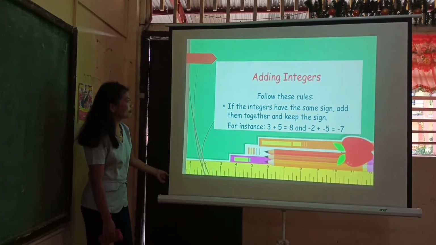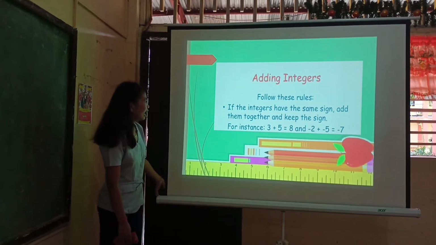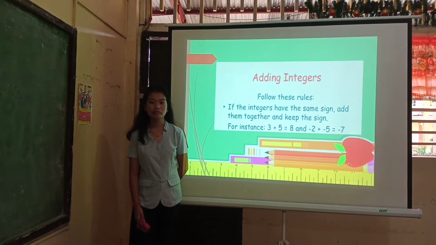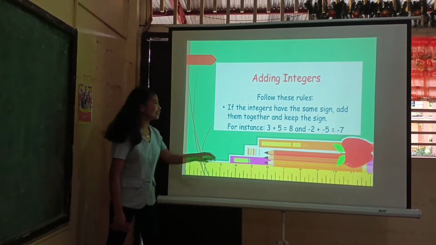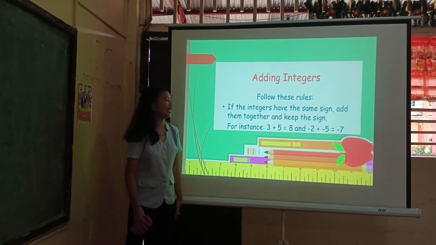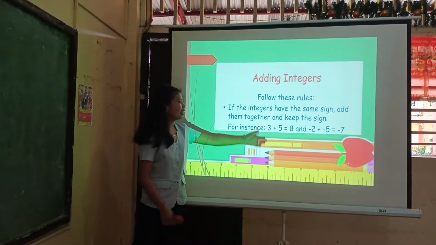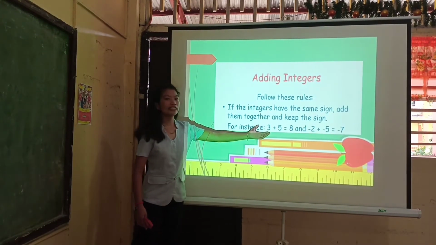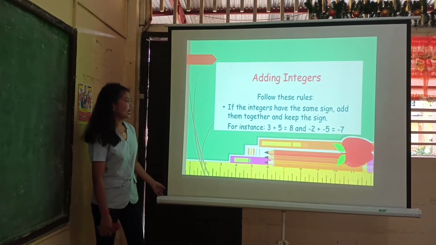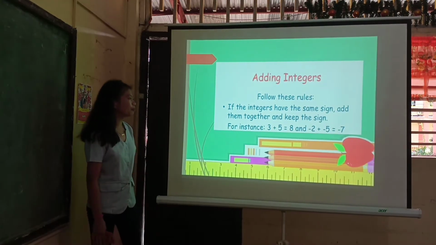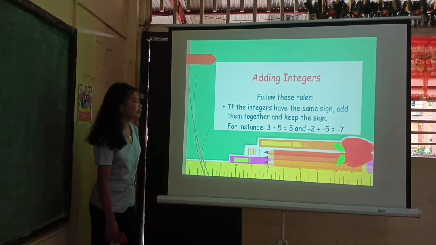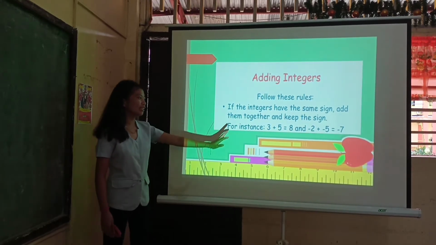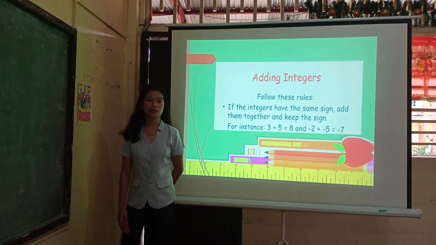So, in adding integers, follow these rules. If the integers have the same sign, add them together and keep the sign. For instance, we have 3 plus 5 is equal to 8. Bakit siya naging 8? Kasi pareho silang positive number. Kapag wala siyang sign, understood siyang positive. And then, yung pangalawa, negative 2 plus negative 5 is equal to negative 7. Kasi, ikakopy mo lang naman yung negative kasi pareho silang sign. And then, add the absolute value.